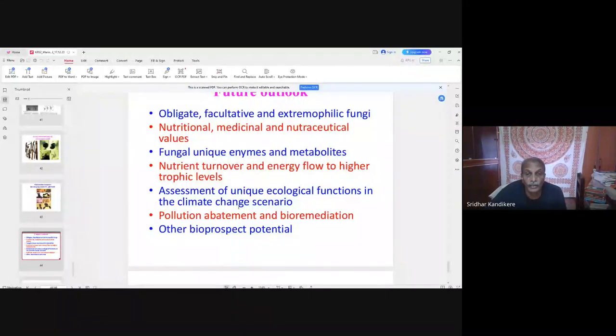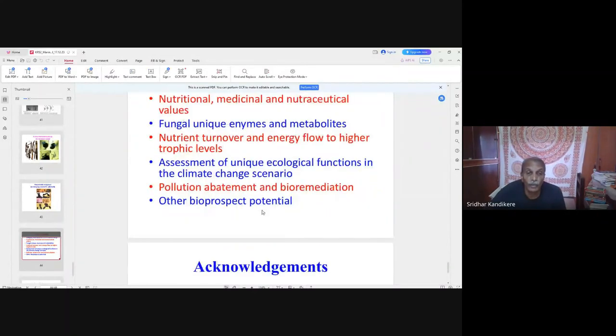And in the scenario of climate change, because we are misusing the ocean and the maritime habitats like anything, in that context, we have to find out whether the ecosystem is impoverished, whether it is rejuvenated, whether it is progressing in a beneficial way or detrimental. Assessment of unique ecological functions in the climate change scenario, and also pollution abatement and bioremediation, is very, very important, using some of these organisms. And other bioprospecting potential has to be looked into.